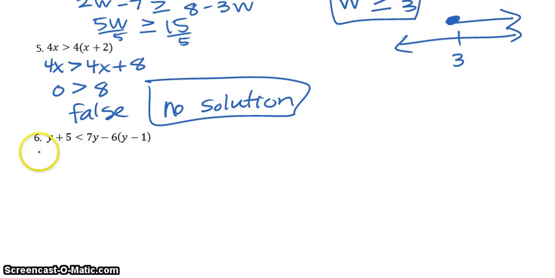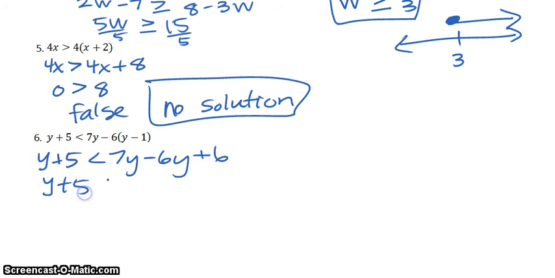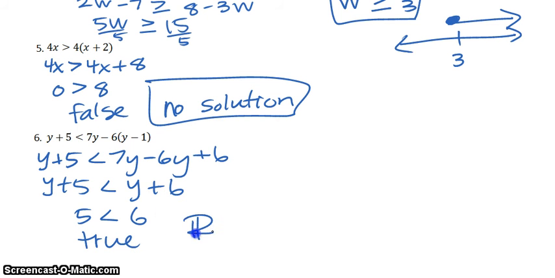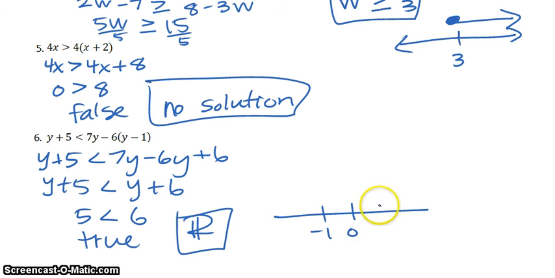Now this one, y plus 5 is less than 7y minus 6y plus 6. Combine my terms, so y plus 5 is less than y plus 6. Subtract the y so they cancel out. 5 is less than 6. That's true, so that means all real numbers, and you can graph that. I'm going to just do 0, -1 and 1, and I'm just going to draw a line completely above it.